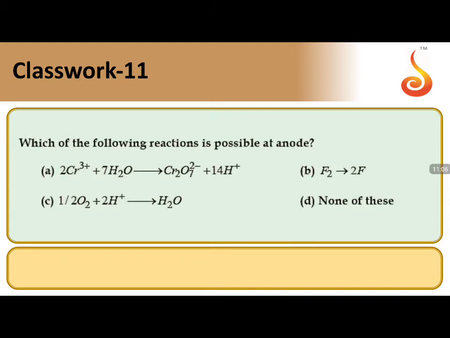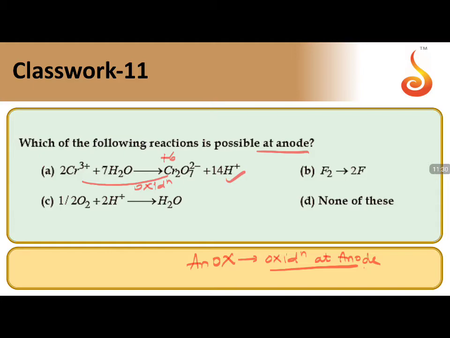Which of the following reactions is possible at anode? At anode, oxidation takes place. Oxidation should take place at anode. This is the key point to take. So Cr is in +3 oxidation, Cr will be in +6. So this is going to be oxidation, correct? So option A is undergoing oxidation.